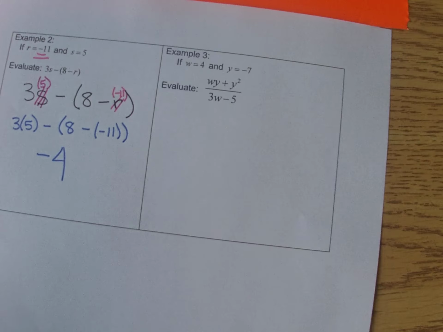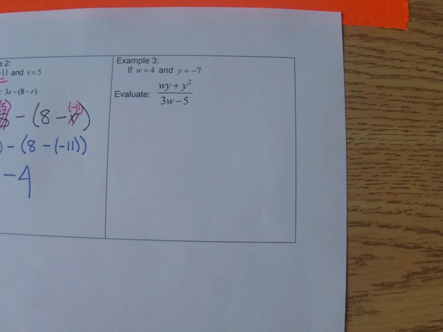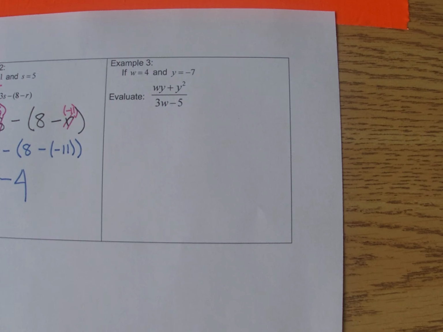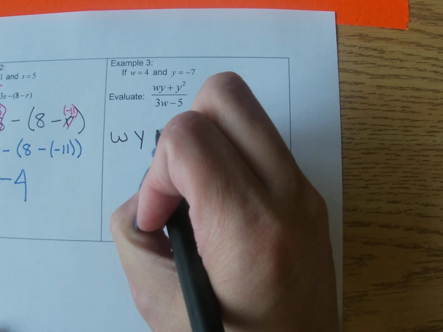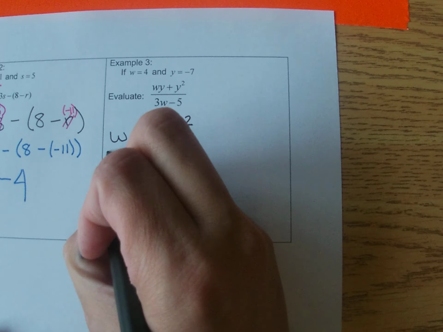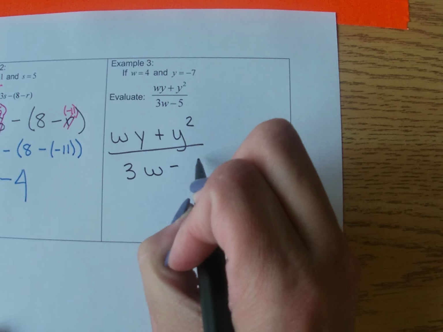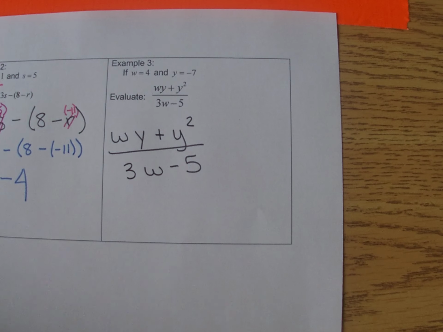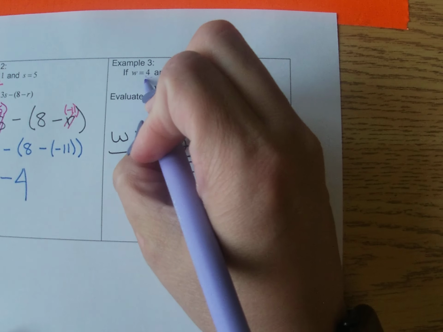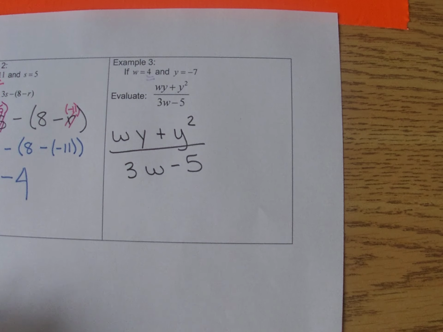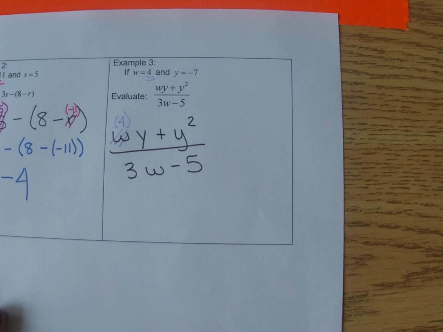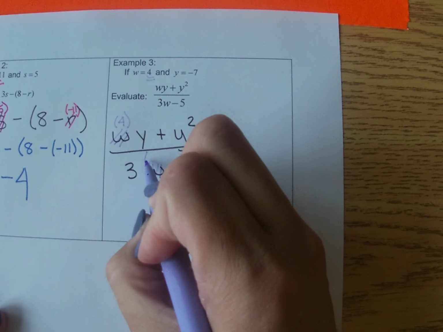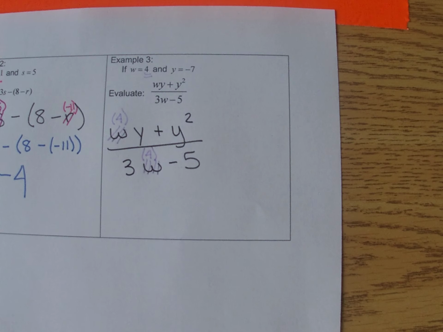Now where we really have to be careful is when we have a large fraction bar and an exponent too. We just need to make sure we're real careful. I'm still doing the same idea I've been doing. I have wy plus y squared over 3w minus 5. Any place I see a w, it's telling me I'm replacing that with 4. So my w is going away, and that's getting replaced with 4. Here's another w, so this w is going away, and that's getting replaced with 4.